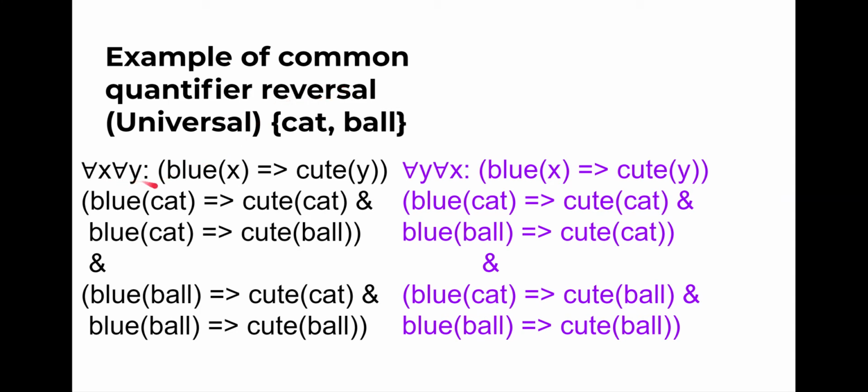And so here on the left, I have the statement for all x and for all y, blue of x implies cute of y. And what common quantifier reversal says is that if they're the same quantifier, whether it's a for all or there exists, then we can swap them. And so that's exactly what I do here.